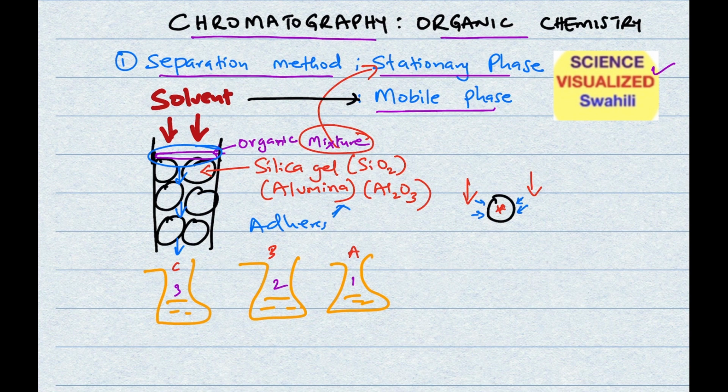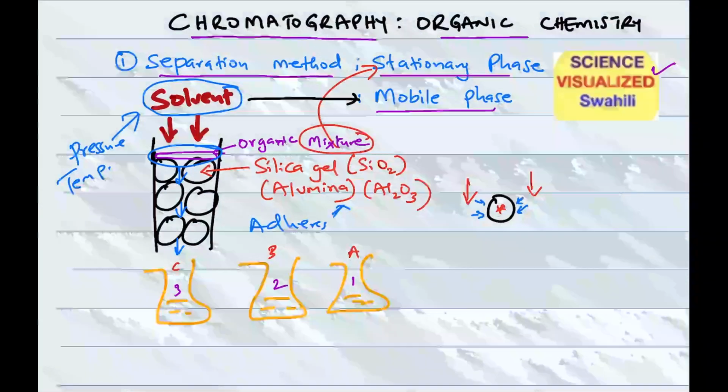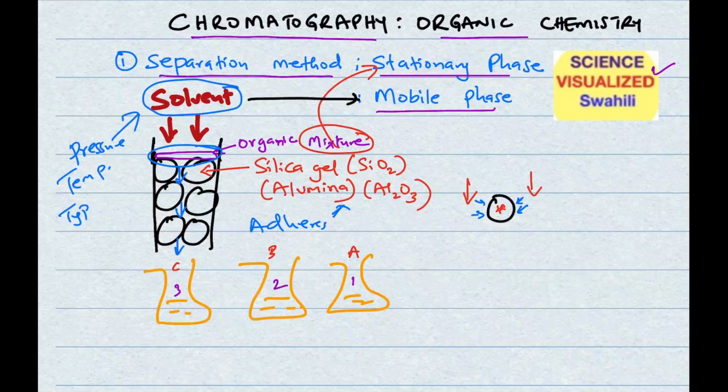In chromatography, you can change the pressure, you can change the temperature depending on the type of the chromatography, you can change the type of solvent, and that means you can use non-polar or highly polar or polar, depending on what mixture you want to separate. And the key is that you want to balance the polarity of the solvent in such a way that you end up with good separation of the mixtures.